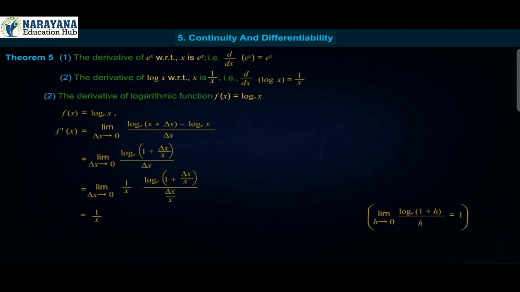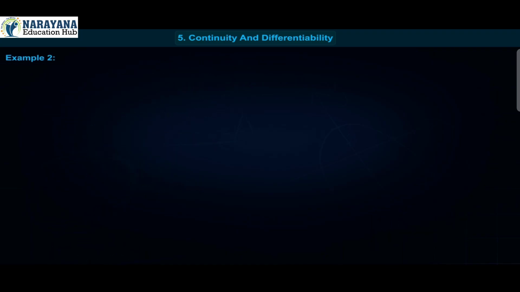Because limit h tends to 0 log of (1 plus h) to base e upon h is equal to 1. Thus d by dx log of x to base e is equal to 1 upon x. Example 2. Differentiate the function with respect to x.